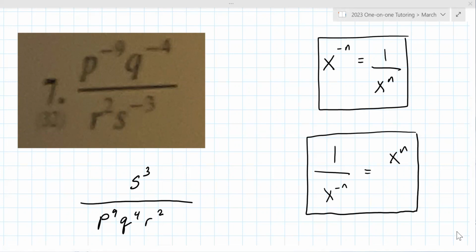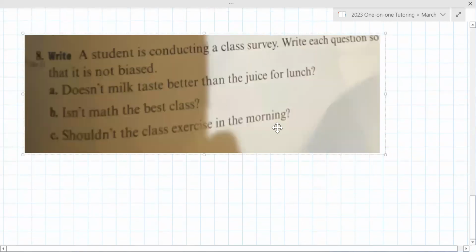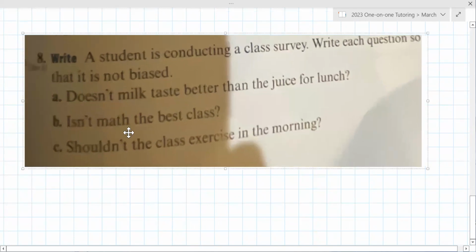All right, so I was asking about 8 because this is a different class altogether. Write each question so that it is not biased. Is this actually something you have to do? It's really weird, but it's like this lesson about graphs and how they can look biased. I don't know why they have it.